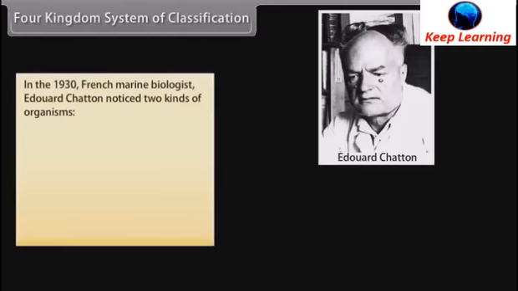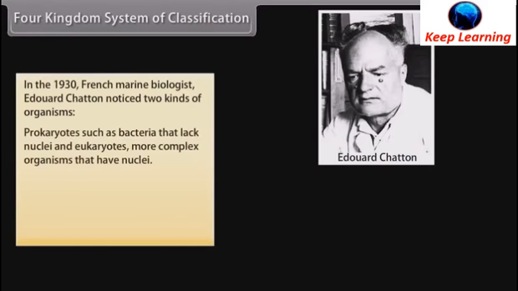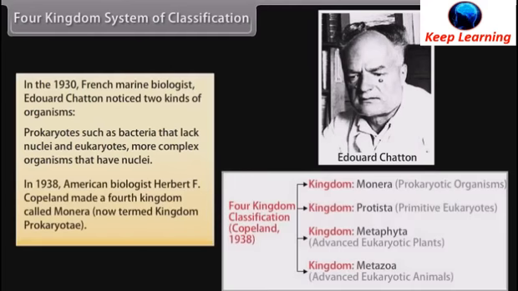Four-kingdom system of classification. In the 1930s, French marine biologist Edouard Chatton noticed two kinds of organisms, prokaryotes such as bacteria that lack nuclei, and eukaryotes, more complex organisms that have nuclei. In 1938, American biologist Herbert F. Copeland made a fourth kingdom called Monera, now termed Kingdom Prokaryote.